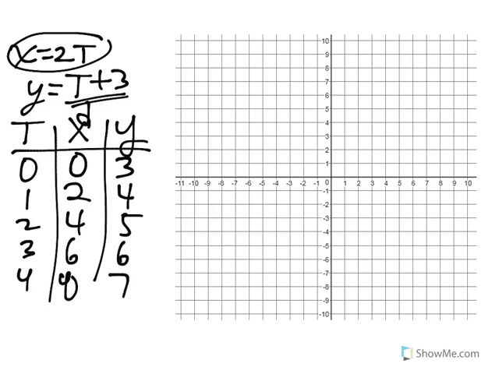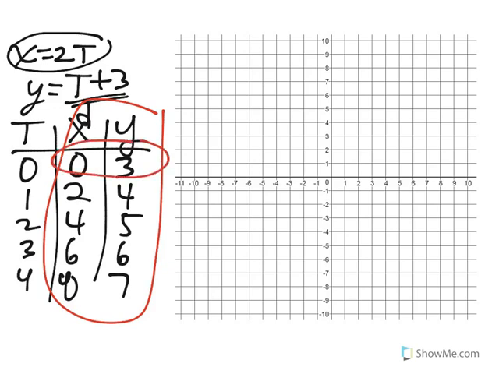Now over here on the graph, I graph the points where, for each row, the number in the x column becomes the x coordinate and the number in the y column becomes the y coordinate. So 0, 3, 2, 4, 4, 5, 6, 6, 8, 7. And then we connect the dots. So that's called a parametric equation.